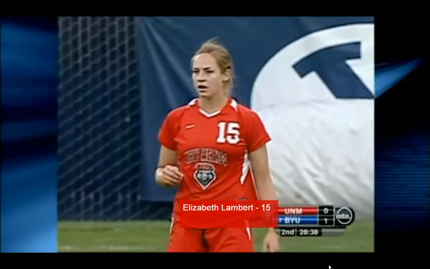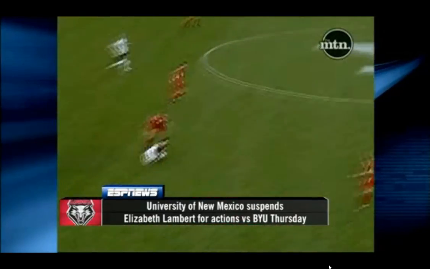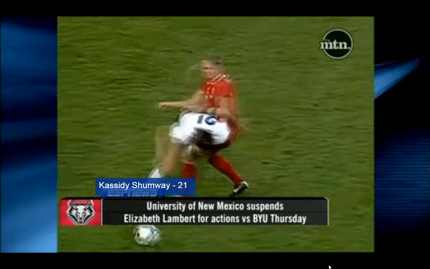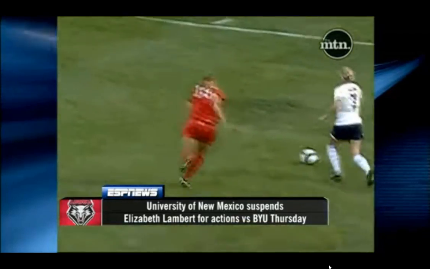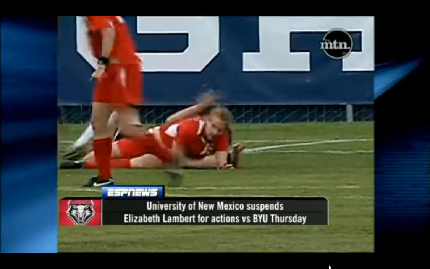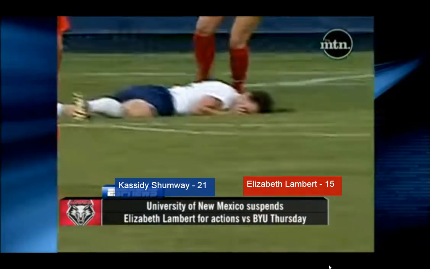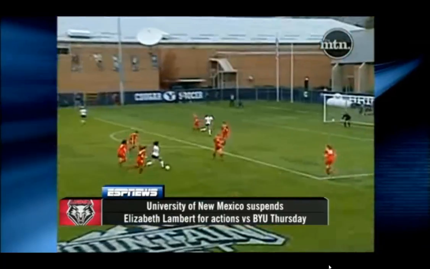It's practically unbelievable. University of New Mexico junior defender Elizabeth Lambert has been suspended indefinitely for her actions in this match. It's the semifinals of the Mountain West Conference. You see her kind of getting caught up with Harley Payne and punches her in the back, and then she fights through Cassidy Shumway, knocks her to the ground here, and then Lambert takes Payne's legs out without touching the ball. And here she is with Shumway again getting tangled up on the ground, and then this one was the worst of them all. She pulls Shumway's ponytail and pulls her down to the ground, and this continued.